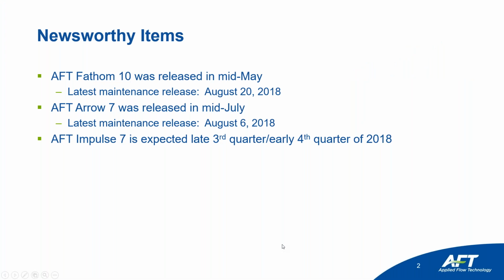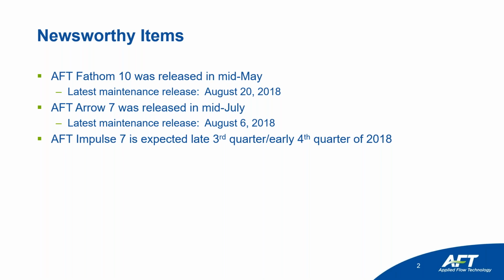So here's what we have going on. Some newsworthy items. Fathom 10 was released back in mid-May. AFT Arrow 7 was launched in the middle of July, and then AFT Impulse 7 is expected to be released late third quarter, early fourth quarter of this year. We're very excited about that. Got a lot of new stuff coming along.